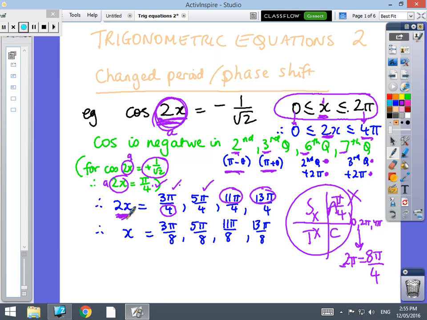But that's the answer to 2x, because we want the answer to x, then just divide through by 2. Okay, and so that last number there is your biggest number, and 13 pi on 8 is less than 2 pi, so you're back within the right range. So copy that, and when you're ready, come to the next slide.